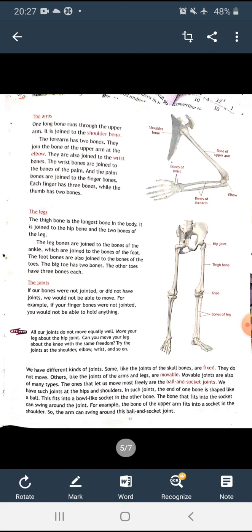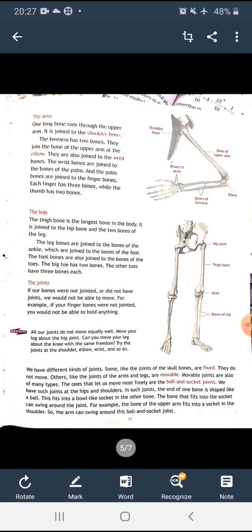So dear students, all our joints do not move equally well. Move your leg about the hip joint. Can you move your leg about the knee with the same freedom? And please try the joints at the shoulder, elbow, wrist and so on, and see how you are able to move. We have different kinds of joints.